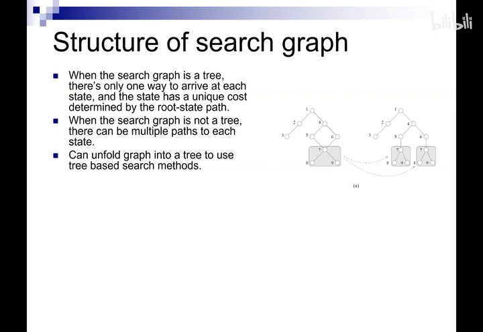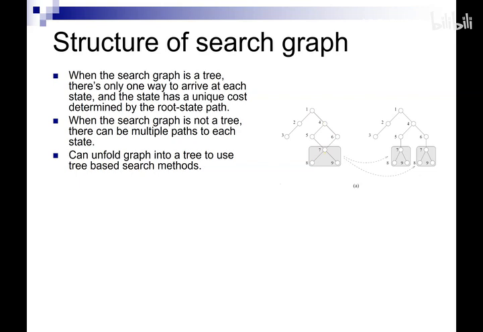However, sometimes your search space is not a tree, and in that case, there can be several paths to a state. So for example, if your search graph is like this, then to get to node 7, there are 2 paths. Now it's usually easier to deal with a search tree as opposed to a search graph.